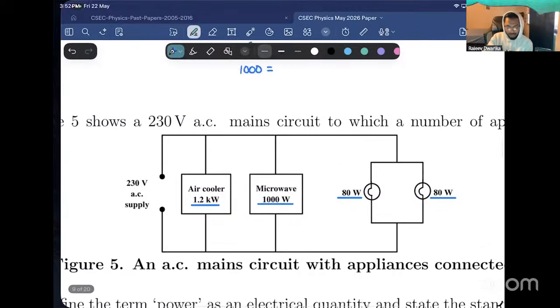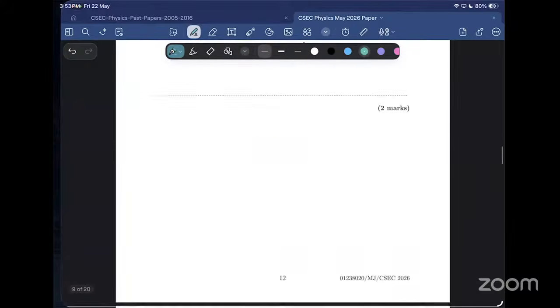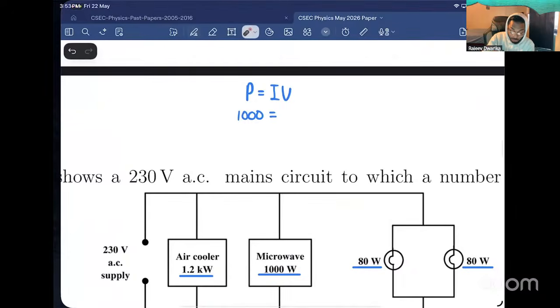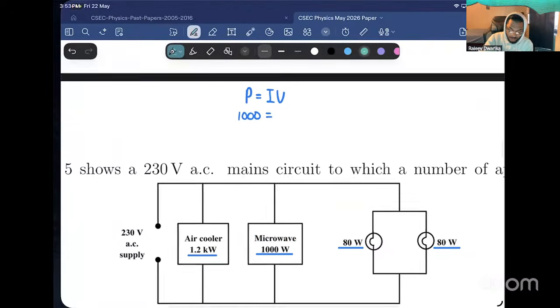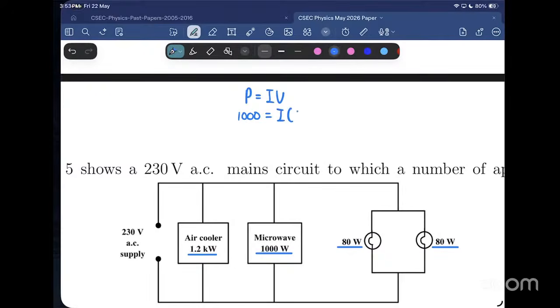Do we know what the current is? I think they asked us for current, did they not? Yes, sir. Calculate the current in the microwave. So the microwave consumes 1000 watts of power. Now, since the same voltage is across each component, the voltage across the microwave is going to be what? 230.